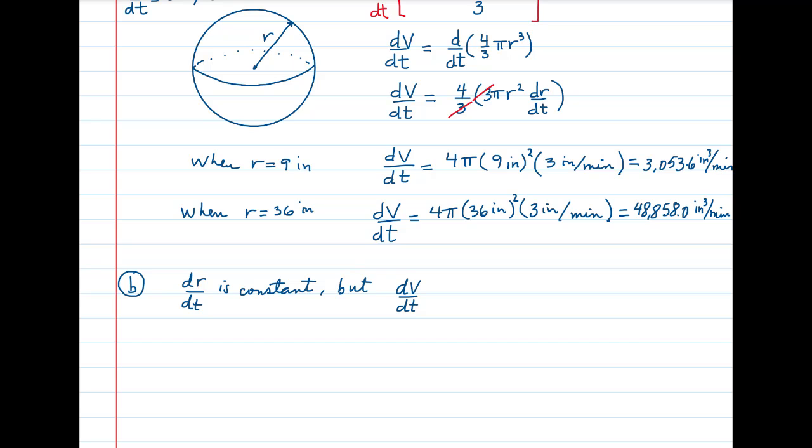And the reason is that even though dr/dt is constant, dV/dt, the rate of change of volume, is proportional to r squared. If you look at the equation here, after we took the derivative, dV/dt is proportional to r squared, not r. So therefore, it's not going to be constant.